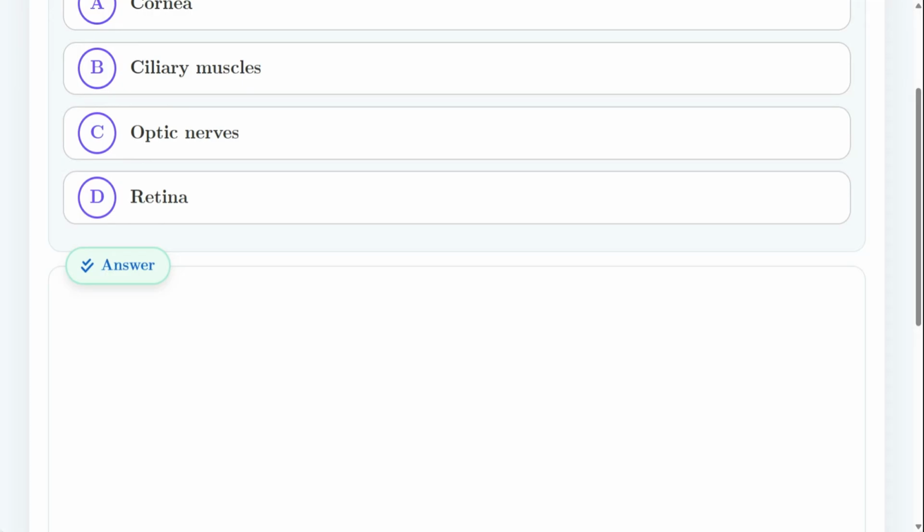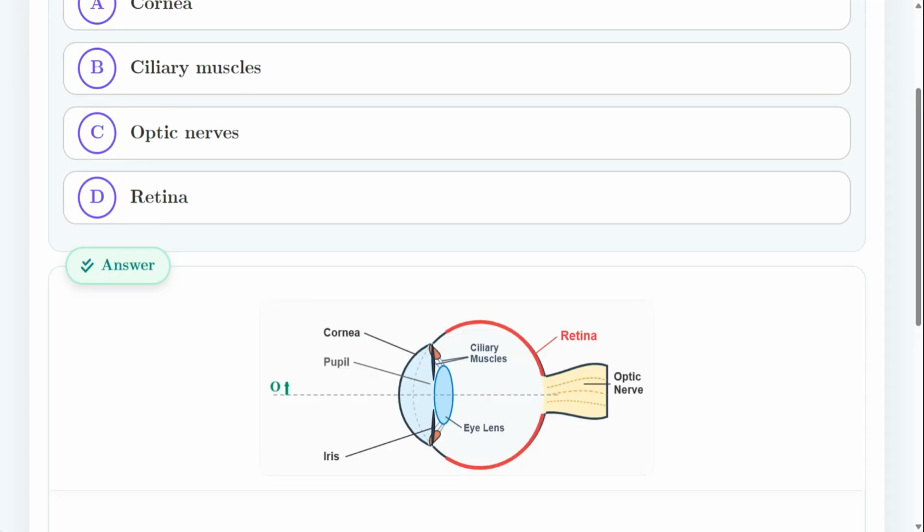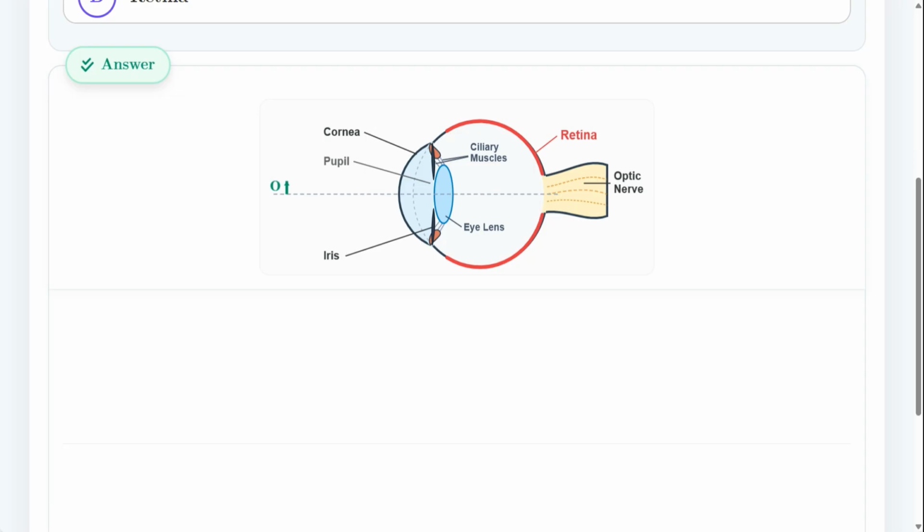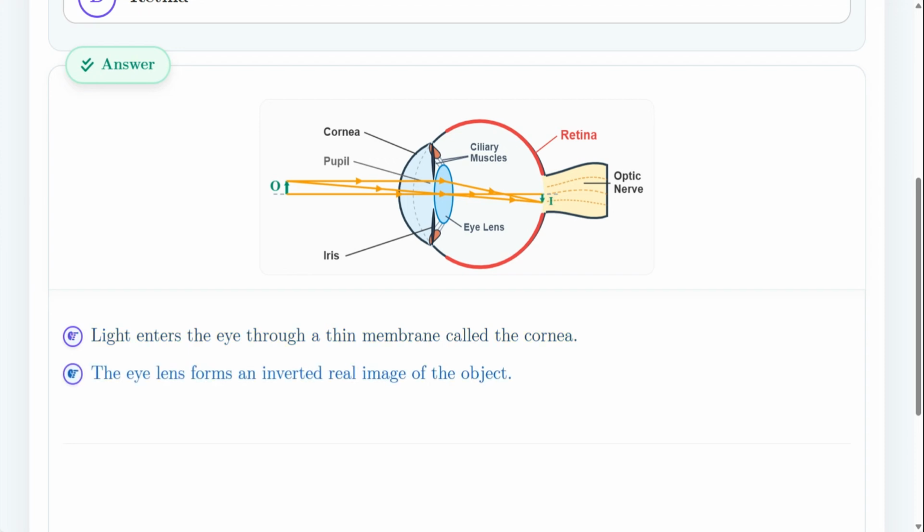Let's find the answer by looking at the functions of each part. Observe the cross-section of the eye. Light enters the eye through a thin membrane called the cornea. Then, the crystalline eye lens forms an inverted real image of the object. This image is formed on the back surface, on a delicate membrane called the retina.